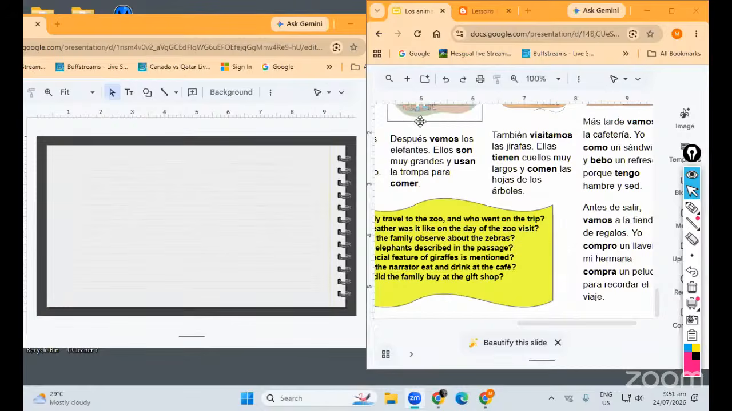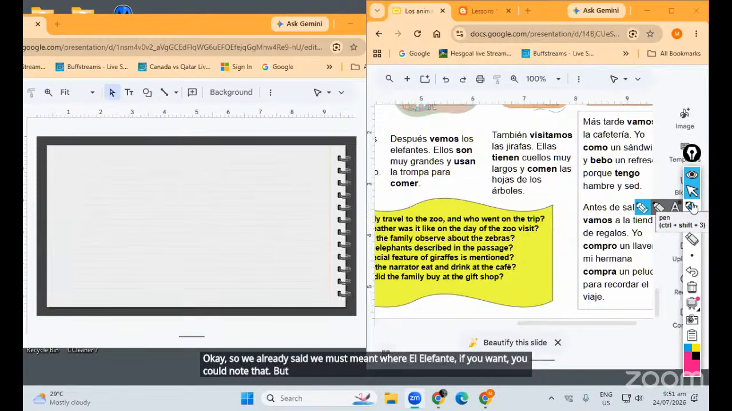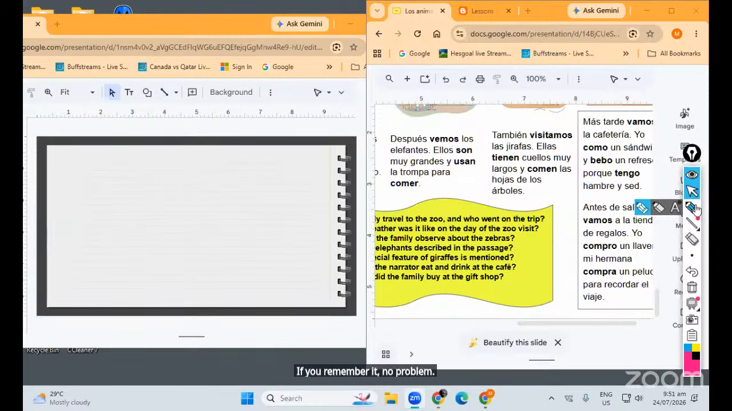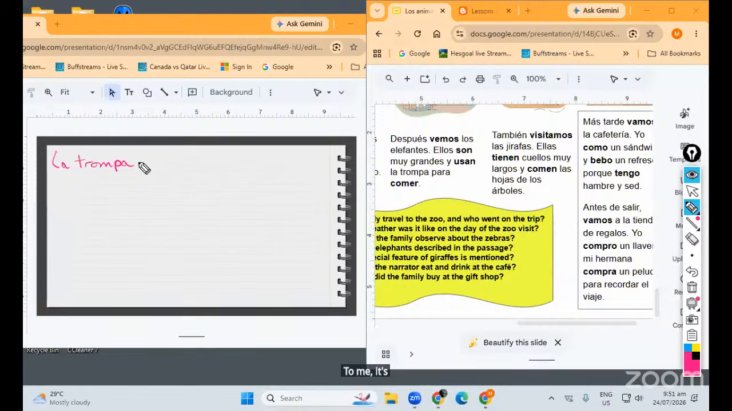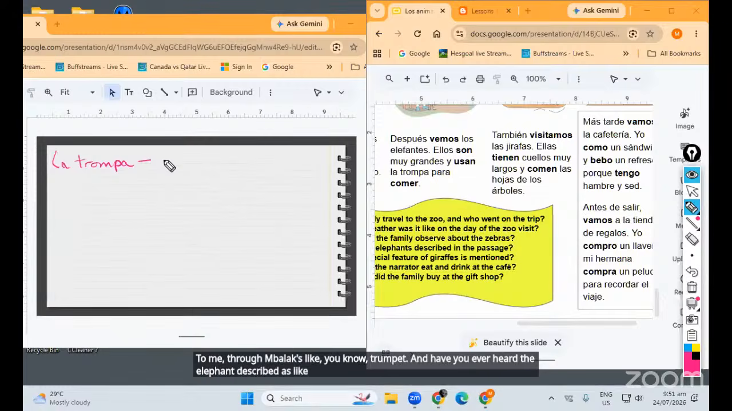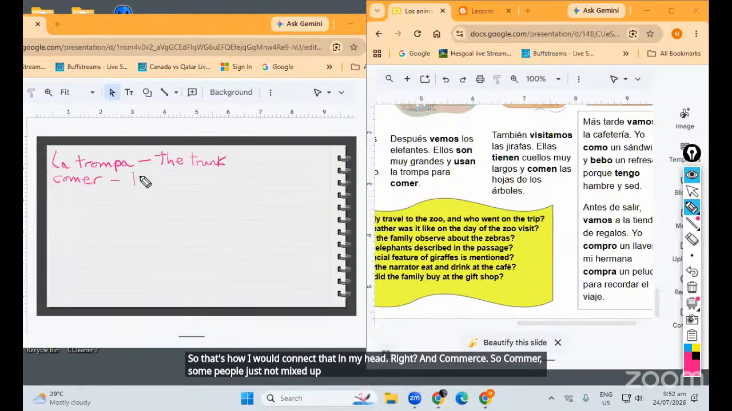Okay, so we already said vemos meant ver. El elefante, if you want, you could note that, but if you remember it, no problem. La trompa for the trunk, I think I would note that. To me, trompa looks like trumpet. And have you ever heard the sound of an elephant described as a trumpeting sound? So that's how I would connect that in my head, right? And comer. Some people just now mixed up to run with to eat. So I will write comer, to eat, right?